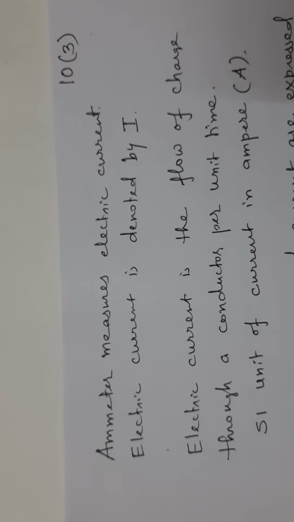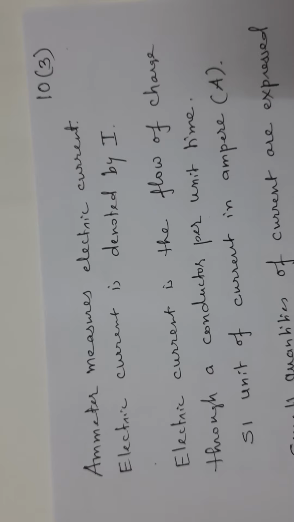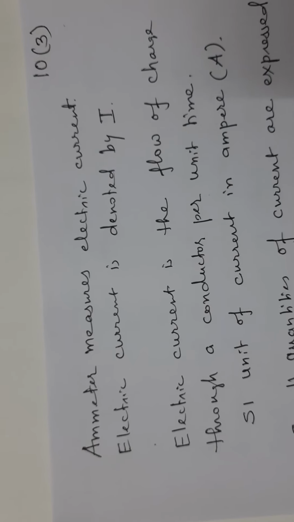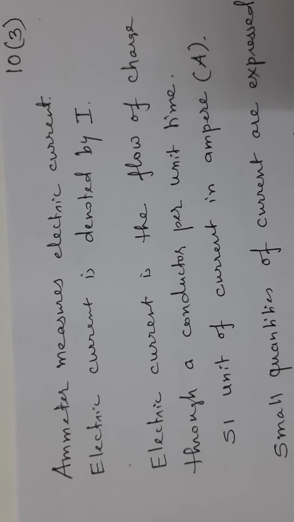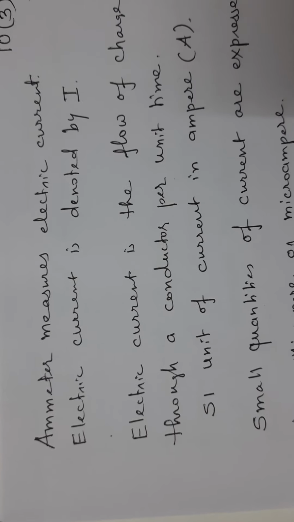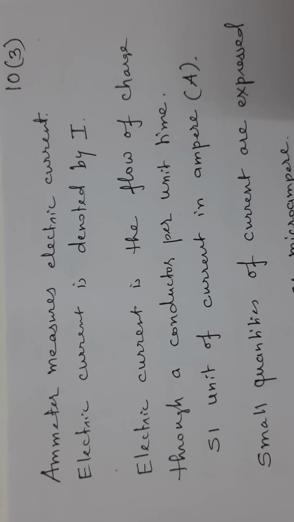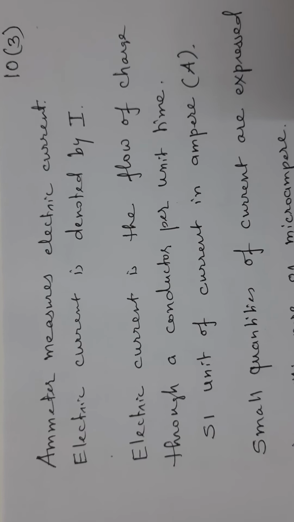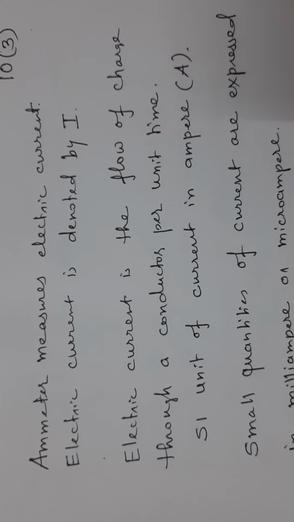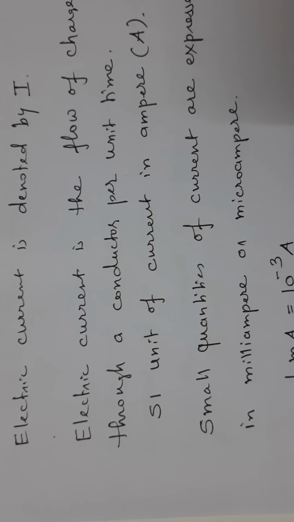Remember, an ammeter measures electric current, and electric current is denoted by the letter I. Electric current is the flow of charge through a conductor per unit time. What is electric current? Electric current is the flow of charge through a conductor per unit time. And the SI unit of current is ampere.